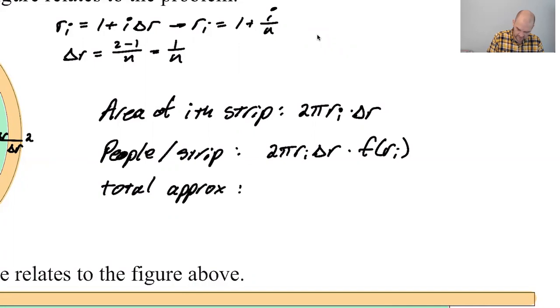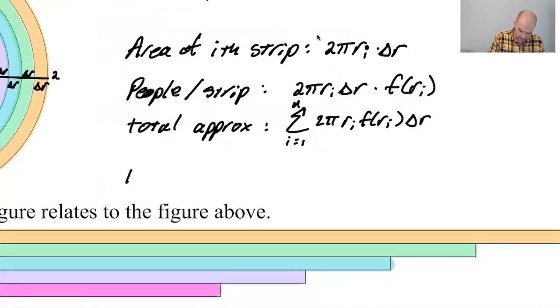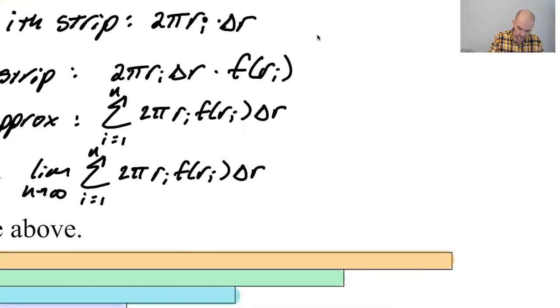I don't know where I'm supposed to be doing this, but I'm doing it here. The sum from 1 to n of 2 pi r sub I, I'm going to rearrange it a little bit, because when we take the limit, we want it to look good. Okay, so then the total exact should be the limit as n approaches infinity of this thing. I'm going to copy and paste. I love developing Riemann sums. Just the logic of it, so good.